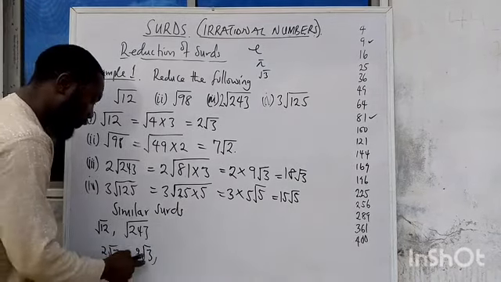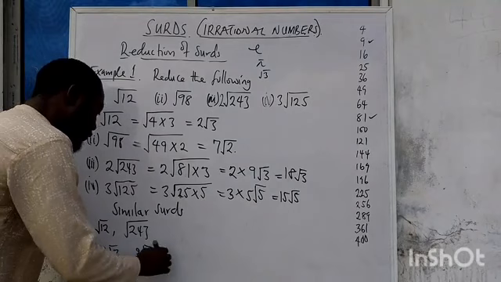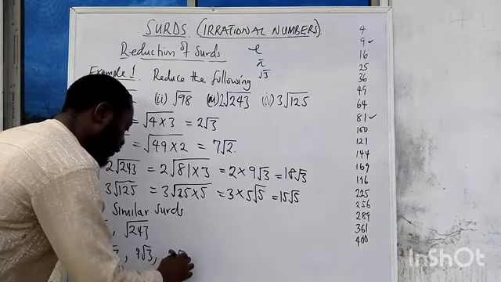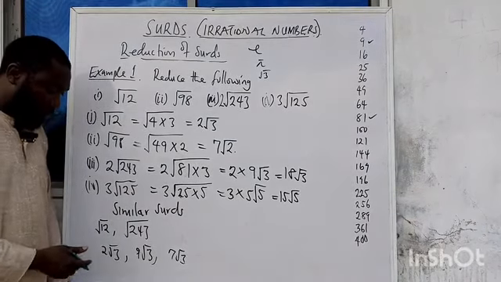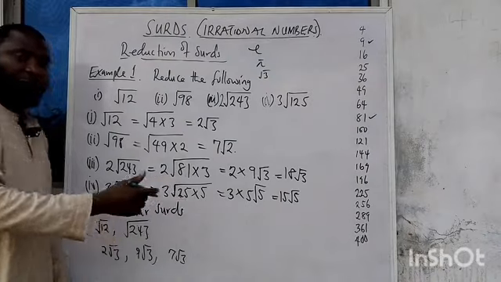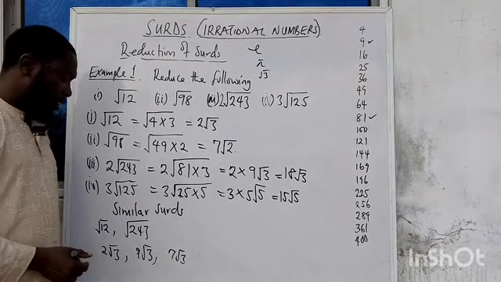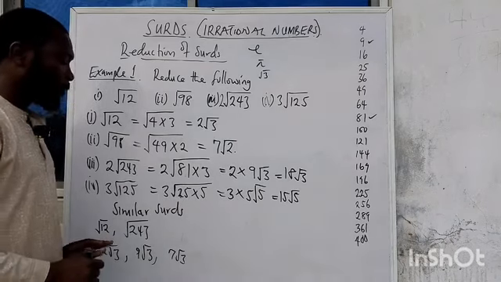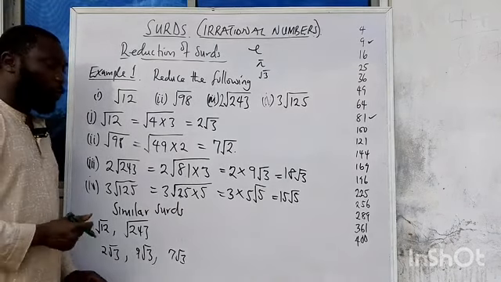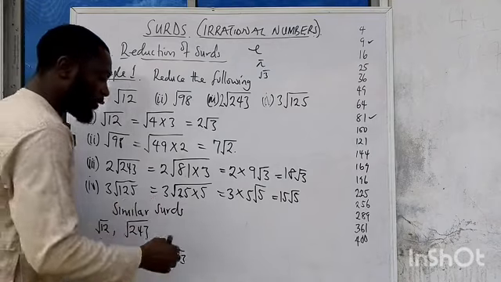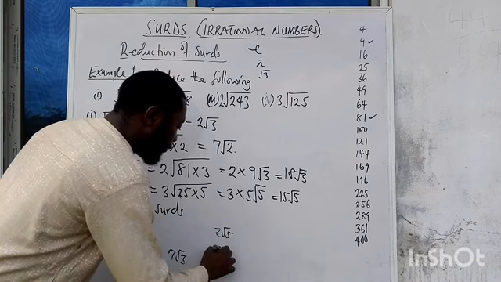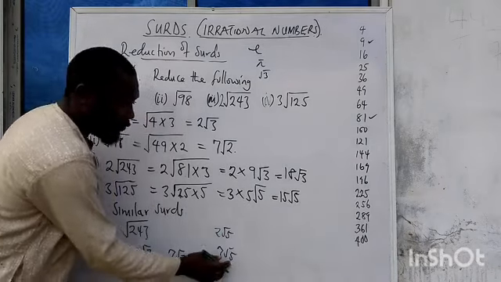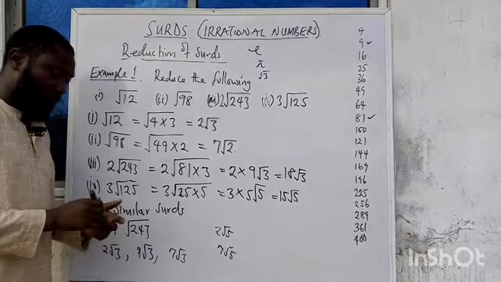Another example of surds that are similar to this: 7 root 3. Once you have a multiple of the square root of 3, all the multiples of the square root of 3 are all similar. Not only the square root of 3, once the values inside the root are the same. Another similar example, when you have 2 root 5 and maybe 7 root 5, you can see that what you have inside they are also the same. So they are also similar.